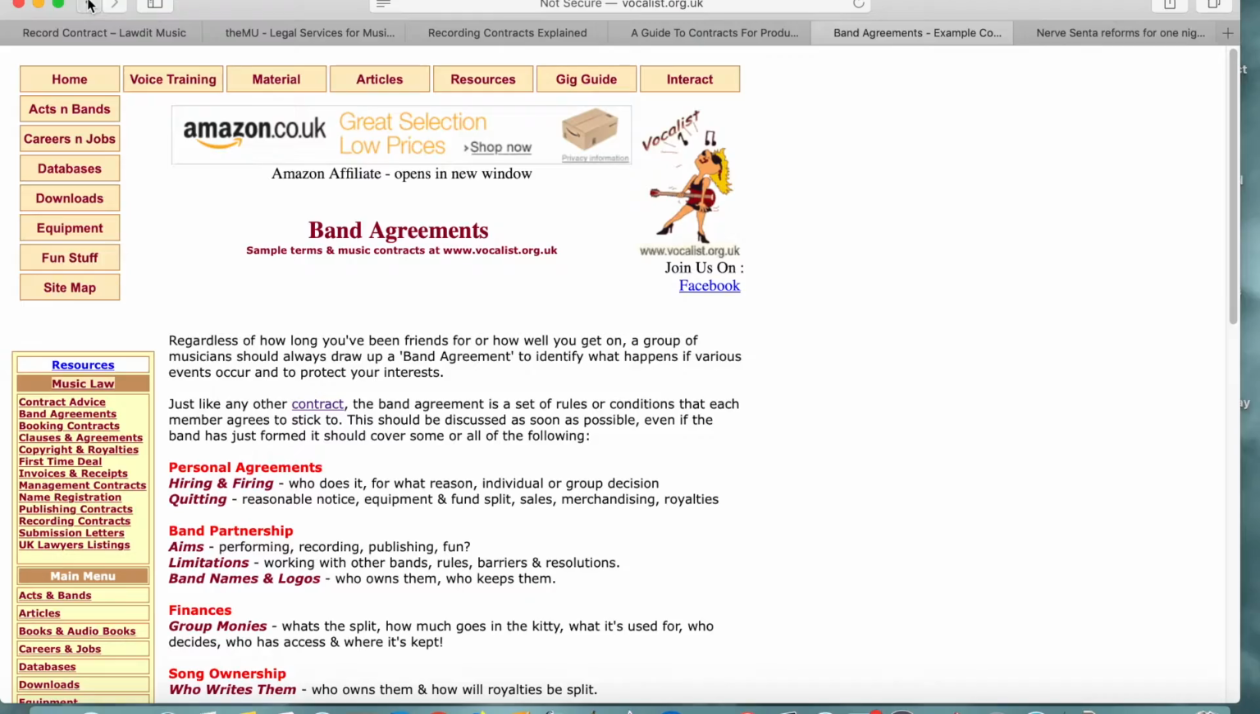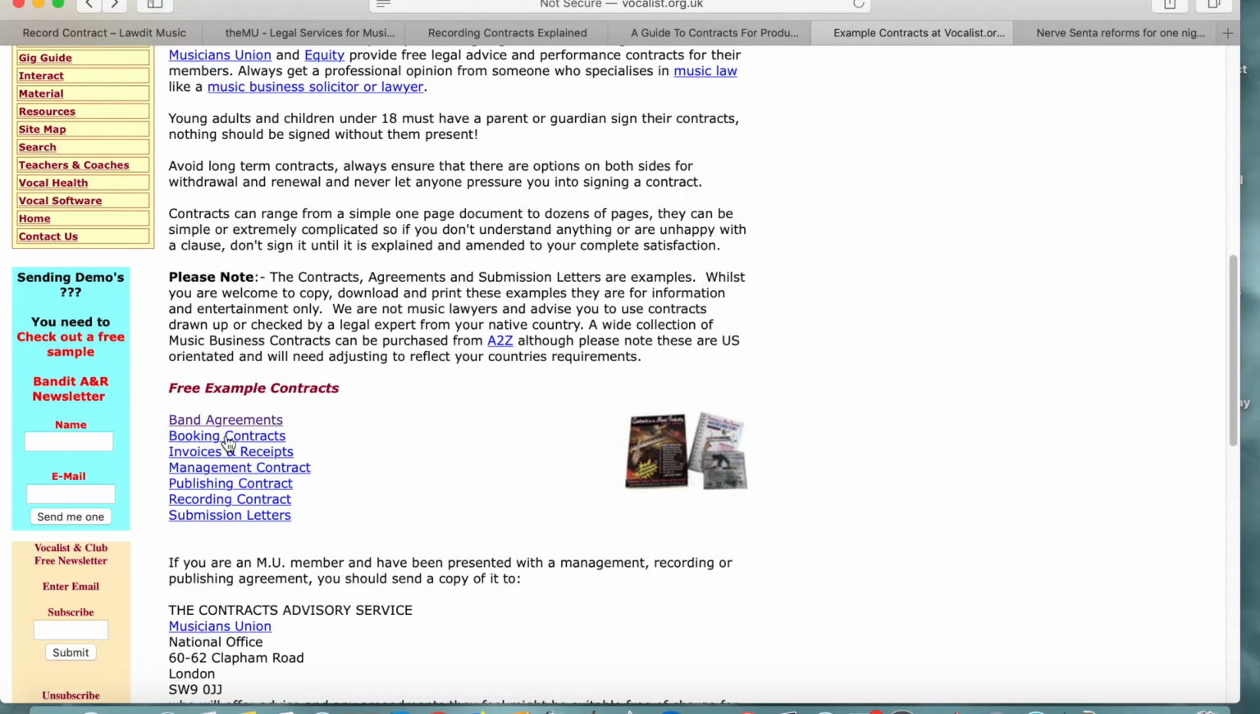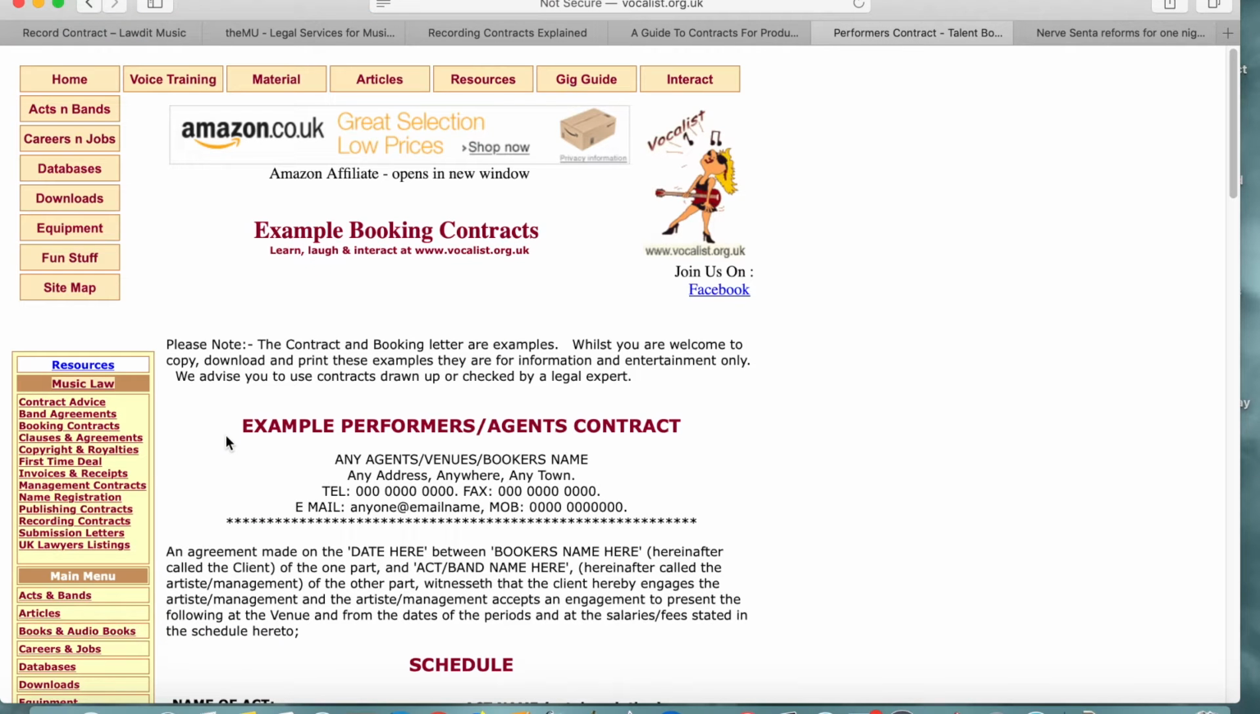But it's not a bad idea for a band to have some sort of written agreement that you've all signed that becomes a legal document. And the easiest probably way of doing it is to write a simple agreement between the group and get somebody to witness it, really, and date it. Let's go and look at what would be considered a booking contract.